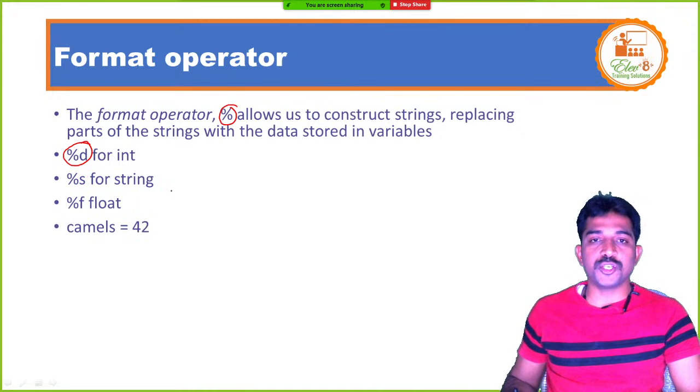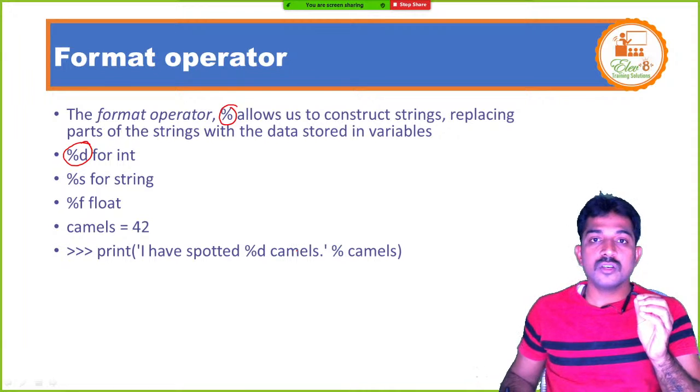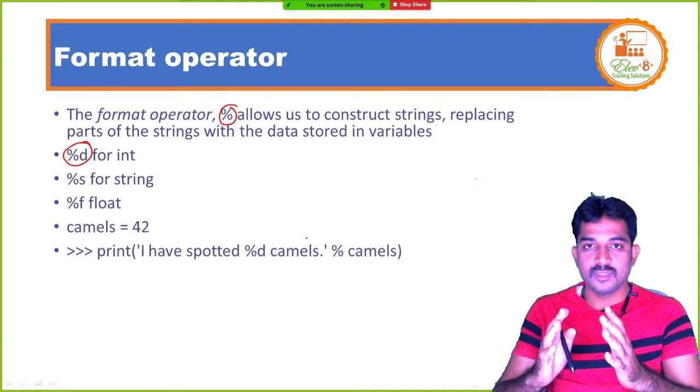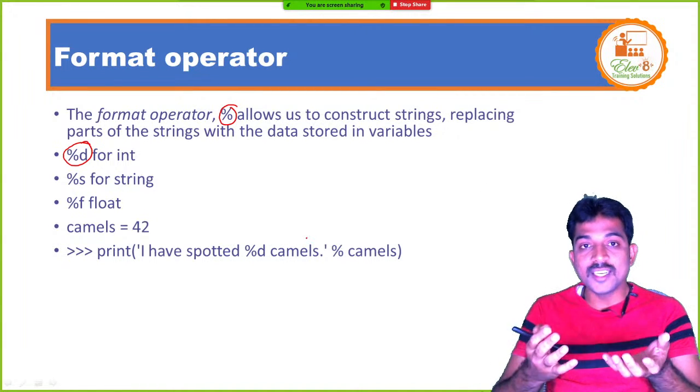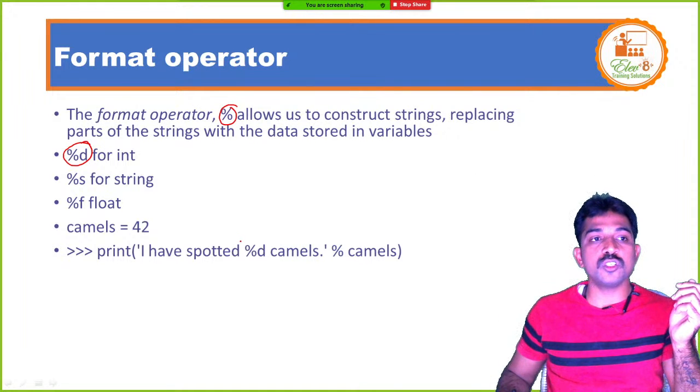See, camels contains 42. Camels is a variable, right? So you have assigned the value 42. Now you need to print the data. The requirement is to print: I have spotted 42 camels. In the normal way, every time you would need to separate with a comma, but that is not required here. Simply write the statement as it is.